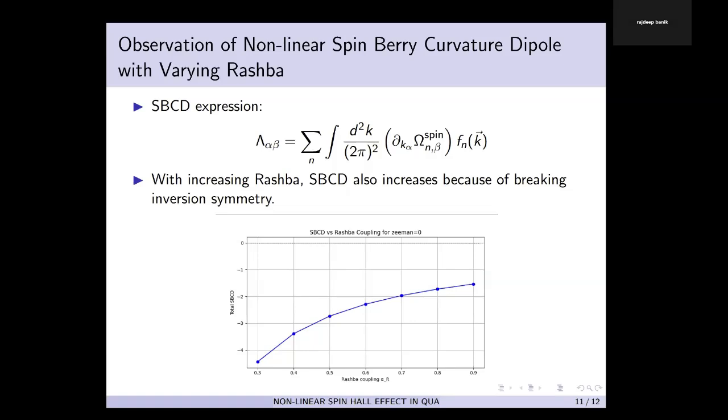And here I have plotted the spin Berry curvature dipole moment, the spin Berry curvature dipole. So with varying Rashba field, when I have taken a zero Zeeman field, I am getting here that the spin Berry curvature dipole is also increased, because of this Rashba SOC. As I increase the Rashba SOC, the gradient of the Berry curvature in the entire Brillouin zone will increase. So I'll get more variation of the Berry curvature. So the first moment of the Berry curvature will also increase. So I'll get an increment of the spin Berry curvature dipole.